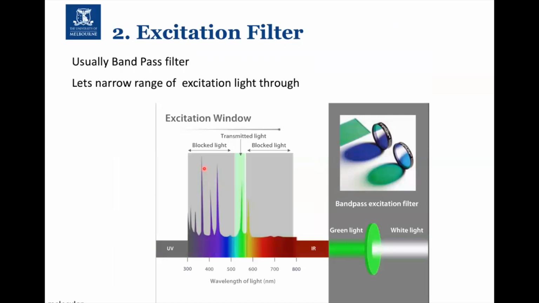I mentioned the excitation filter. So that's the next thing that the light's going to hit after it comes out of the light source. So this is normally what we call a bandpass filter, which means it's only going to let the light in this very narrow band transmit through. So you can see the white light coming out of our source, it hits our excitation filter, and that's filtering out everything apart from the green light that we want to excite our fluorophore with.